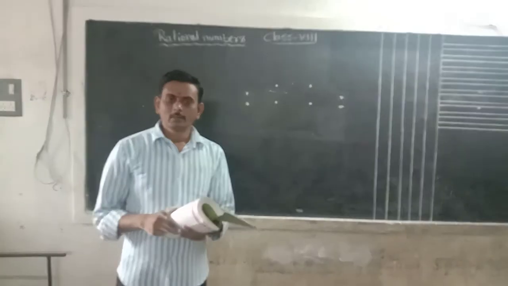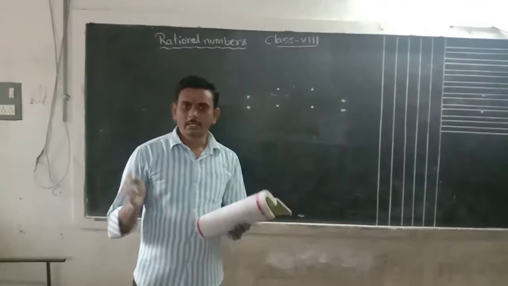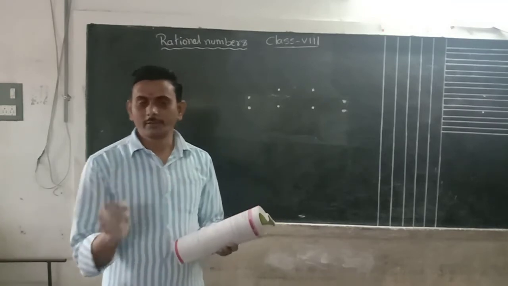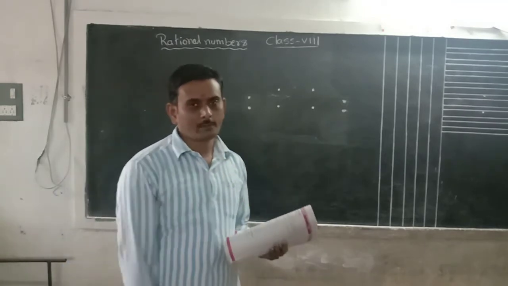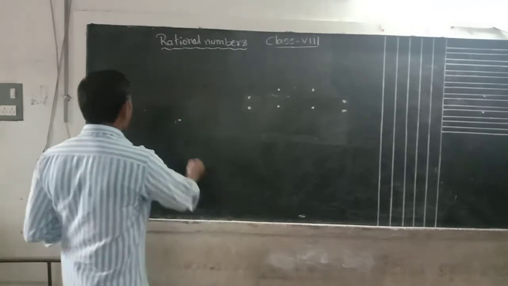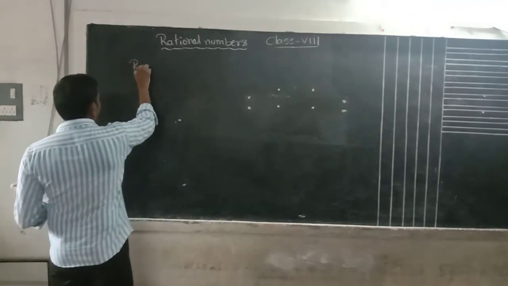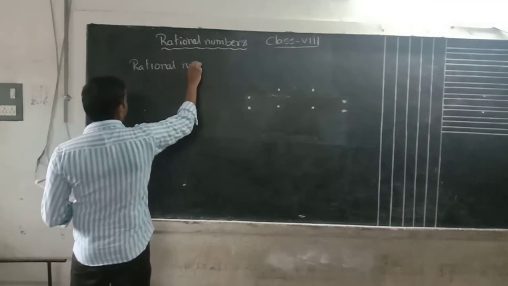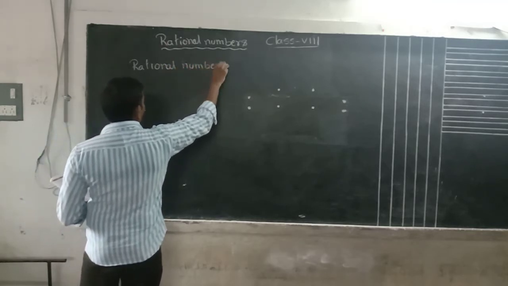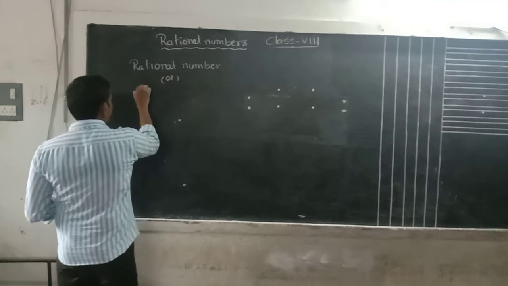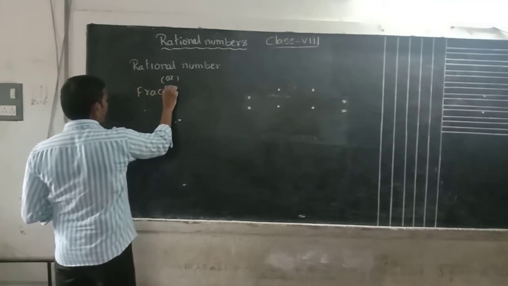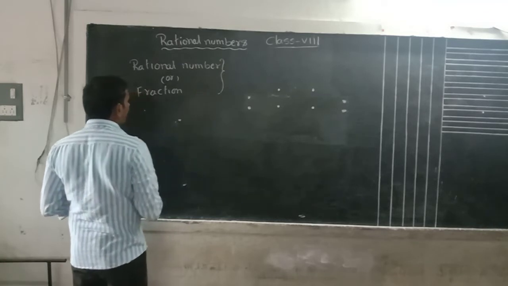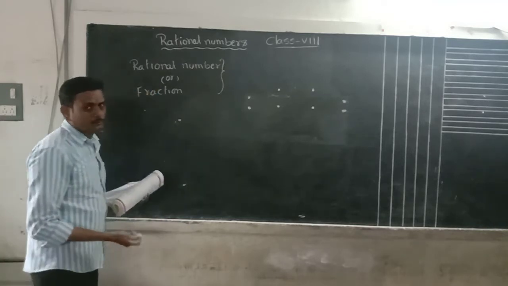Hello friends, in the previous class we converted a rational number into a fraction. A rational number or fraction is given to you, and we convert it into decimal form. A rational number or fraction is given to you. Rational number means negative and positive both are included.